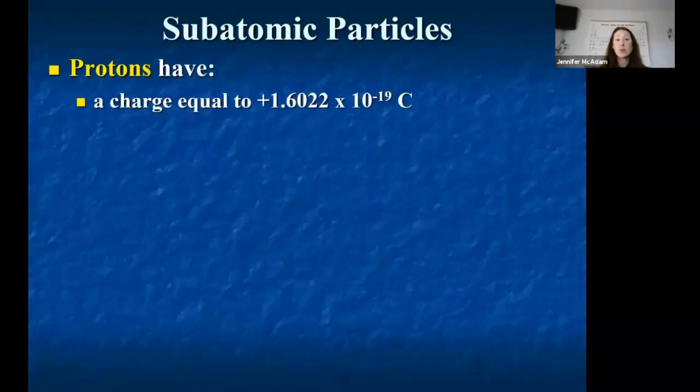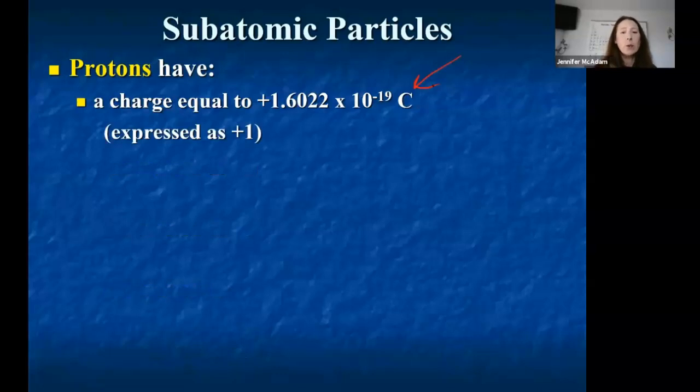Here's the charge of a proton. This is in coulombs. You do not need to know this number, but this is the charge of an actual proton. We just call it +1, because how annoying would it be to write out this number all the time? So we simplified it and we just call it +1. So if the question is, what's the charge of a proton? Your answer, +1.